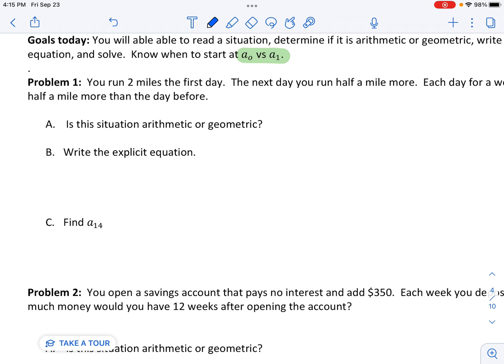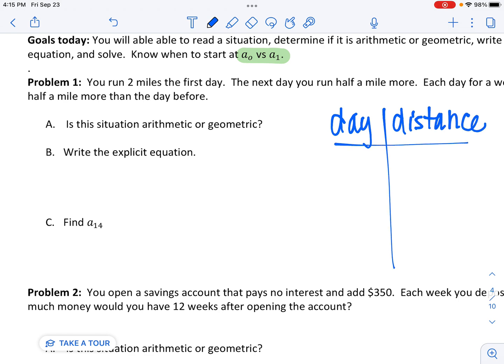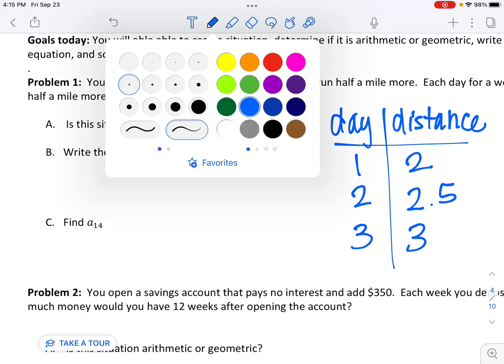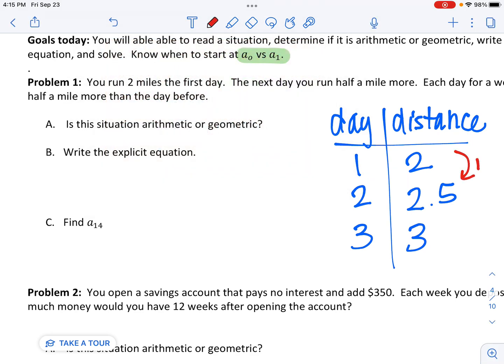You run 2 miles the first day. Okay, so we have day and we have distance. I like to put my information in a table. It's just easier for me to see. So the first day we run 2 miles. The second day you run half a mile more. So that's 2.5. The third day a half a mile more. So here we can see that we're adding half a mile every day.